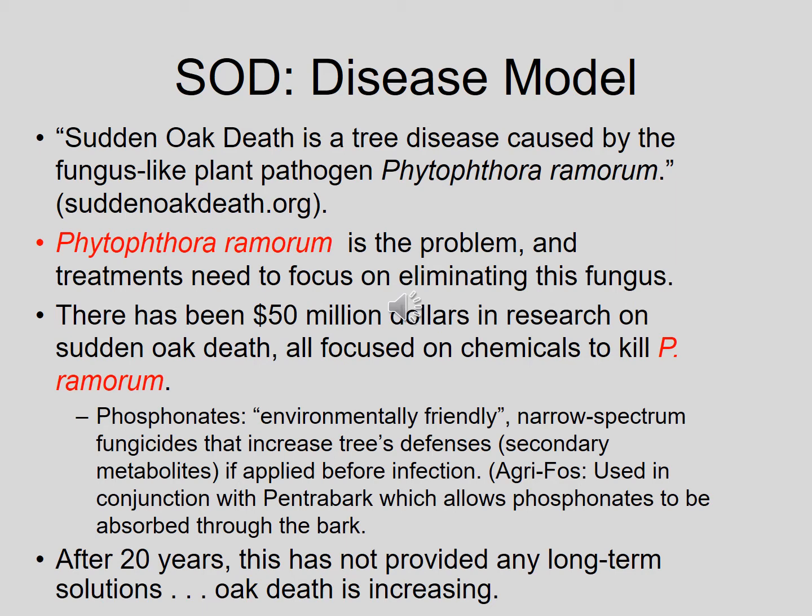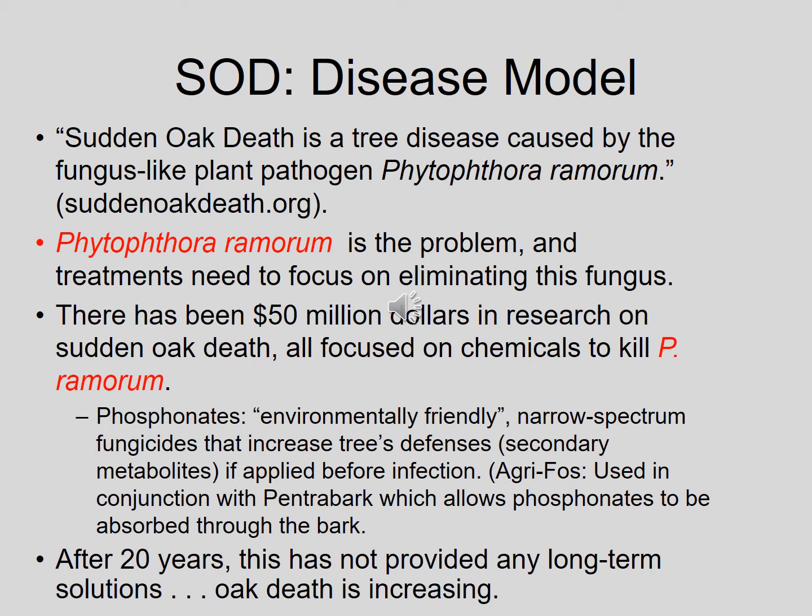Phosphonates, kind of considered environmentally friendly, are used there, and they're a fungicide, and they're sprayed on the tree to try to kill that fungus. And after 20 years, it really has not slowed down the sudden oak death problem. Oak death is still increasing. So the disease model, although it has some efficacy, is not solving our problem.